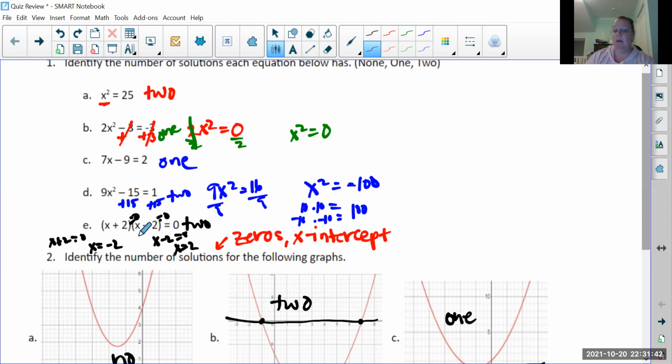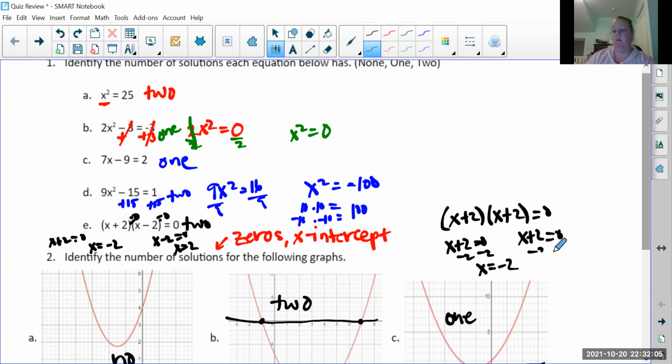The only time you would get one answer is if you had the exact same factor. If they were both x plus 2 or both x minus 2, then we would get only one answer, because no matter how many times I solve x plus 2 equals 0, I'm still only going to get negative 2 as my answer, which means I'm only going to have one solution. So anytime it's in factored form and both factors are exactly the same, that's when there would be one solution. Right, so that's problems 1 and 2.